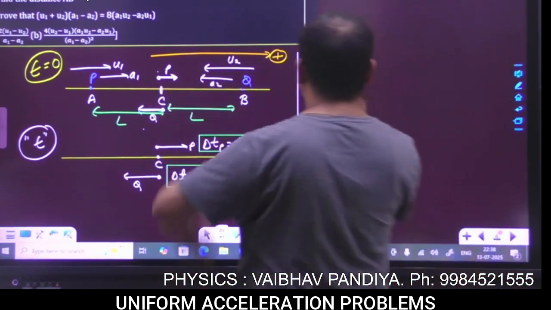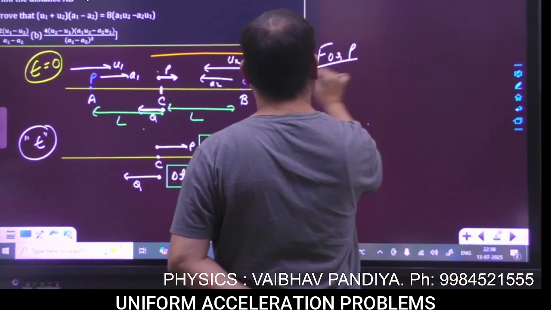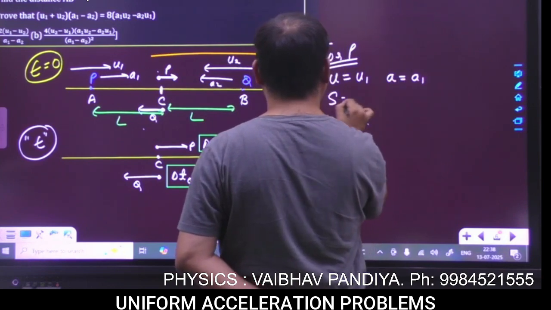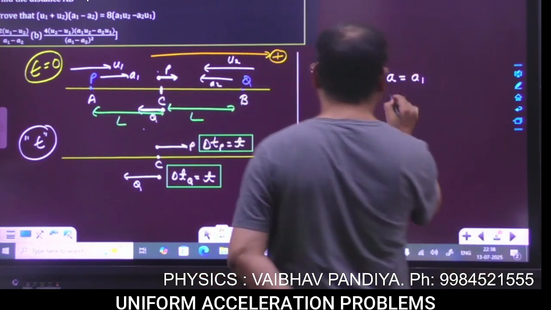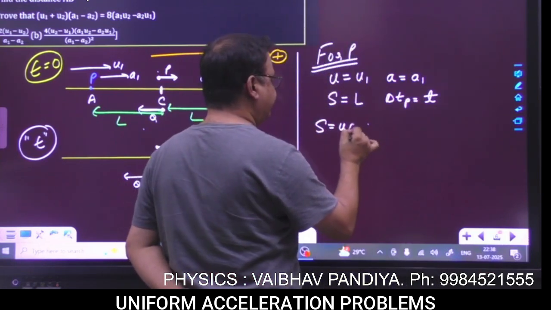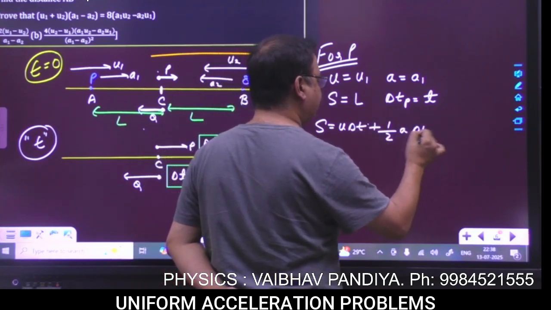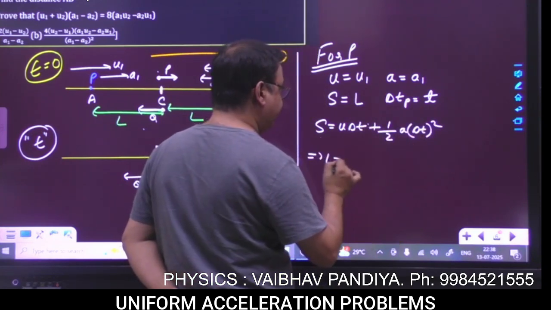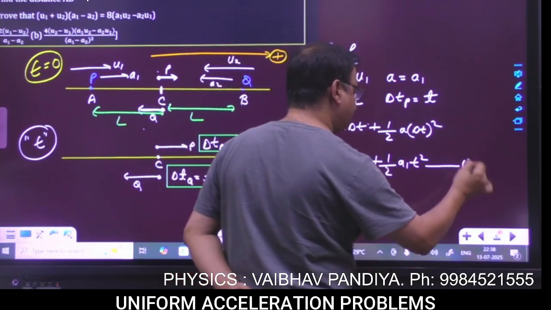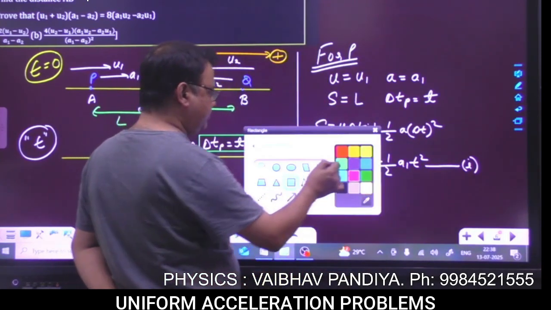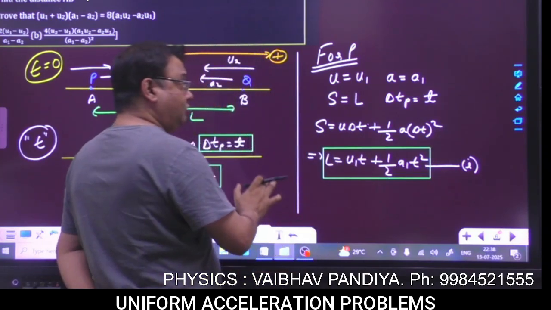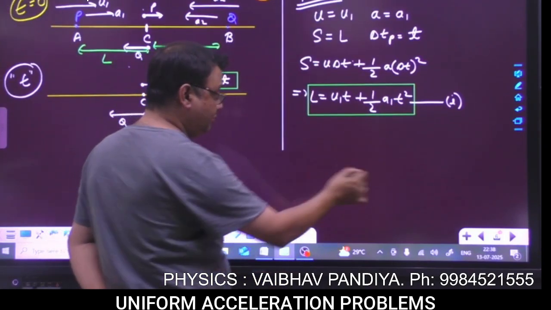So for the particle P, what is the initial velocity? Plus u1. What is the acceleration? a1. What is the displacement? That is plus L, right side, positive side, and the time of travel is t. So I can apply S equals u delta t plus half a delta t square. So I will have the equation L is equal to u1 t plus half a1 t square. Let it be equation number 1. That is the equation S equals u delta t plus half a delta t square for the particle P.